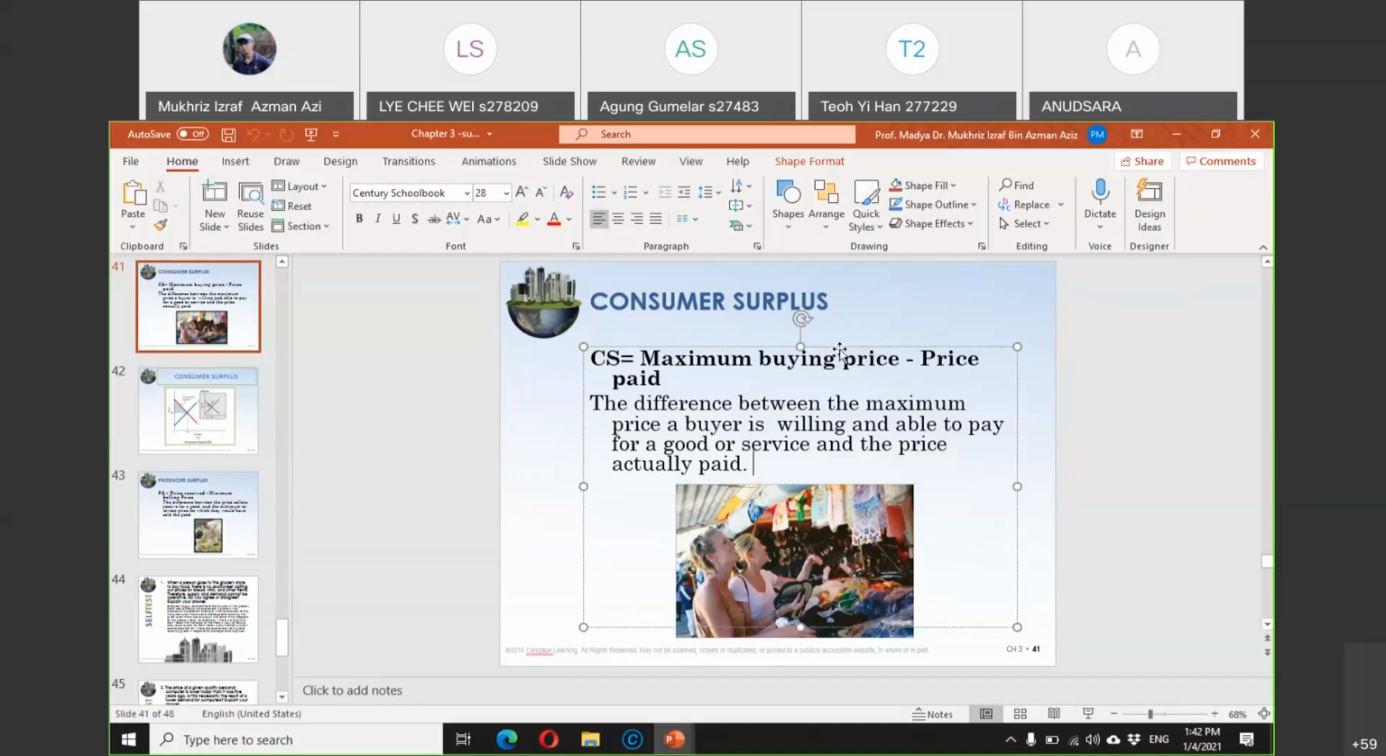So if consumer surplus is very small, meaning that the consumer welfare, kebajikan pelanggan, is not very high because you always pay the high price. But if you can always get the low price, although you are willing to pay a high price, you can say that consumer surplus is high, or in other words, consumer welfare is high.